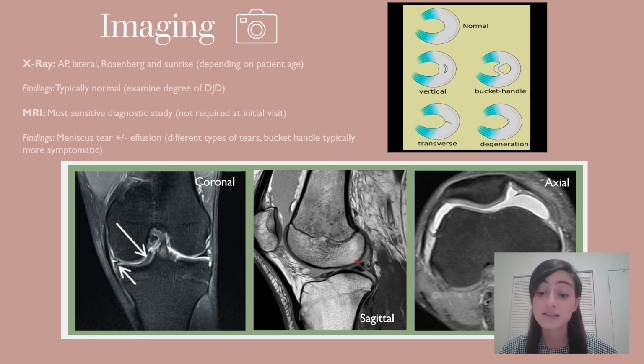And then finally, the size. How large is the tear? Is it a little bigger, so greater than 4 millimeters, or is it small? And is it partial thickness or full thickness? All really important things to think about.